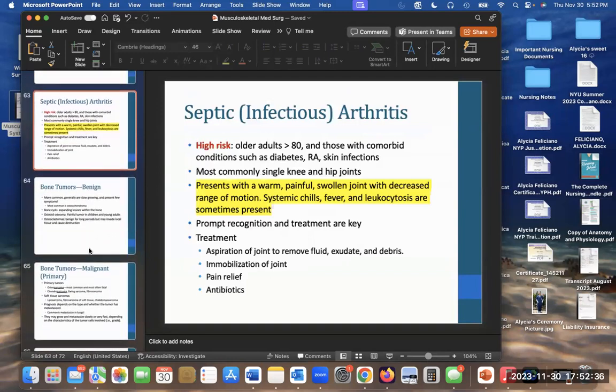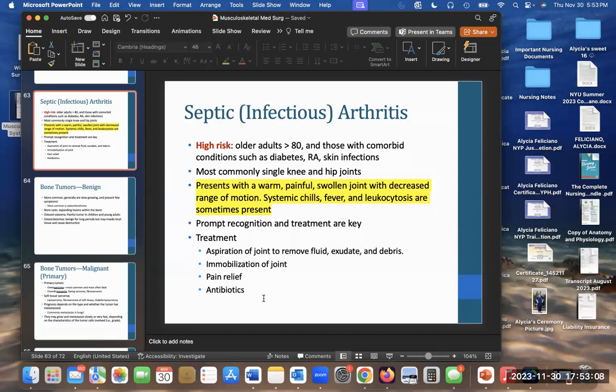Now we can get another type of arthritis, right? Remember, arthritis means joints, inflammation of the joints. We can get septic or infectious arthritis. So they're getting inflammation of the joints because of an infection. High risk: patients over the age of 80 who have comorbid conditions. Diabetes increases the risk for infection. Rheumatoid arthritis is an autoimmune disease. Your body's going against itself, increased risk for infections. Or if they have a skin infection, remember, your skin is your barrier against other infections.